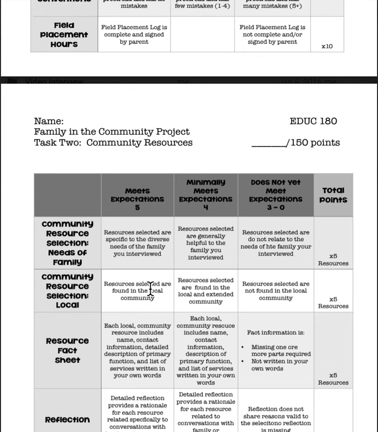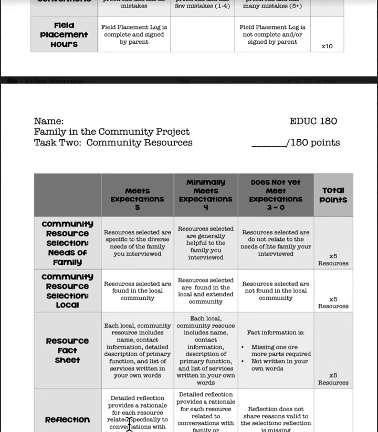Then is it local? If it's local, it gets 5 points. If it's extended local, it gets 4 points. And if it's not local, it gets on a scale of 3 to 0. So you can earn up to 25 points in this category. The resource fact sheet, that table you're making, if you've included everything asked of you, it's worth 5 points, and that's times 5 resources. So again, 25 points for that category.